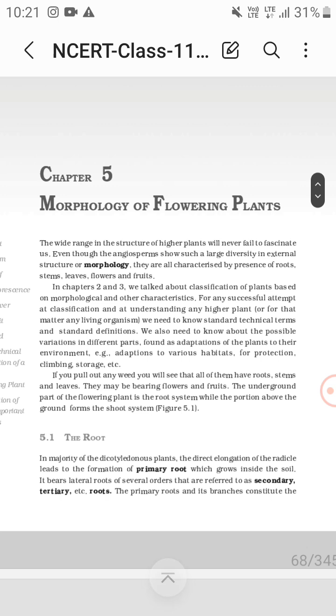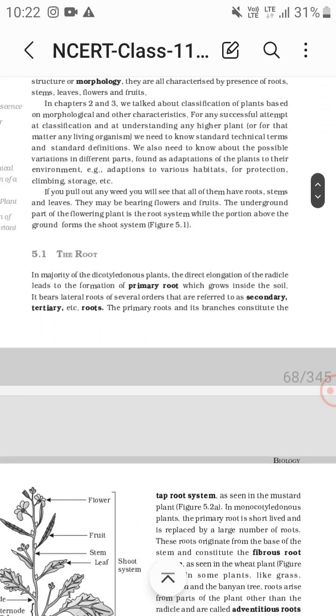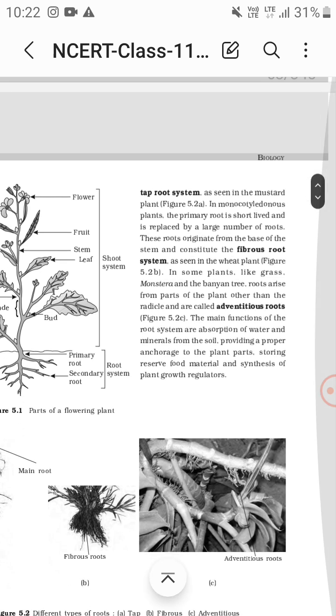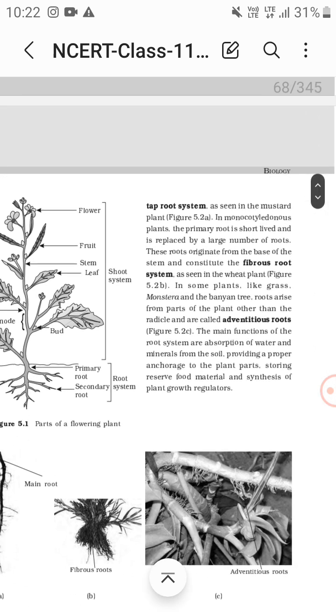Even though the angiosperms show a large diversity in external structure or morphology, they are all characterized by the presence of roots, stems, leaves, flowers and fruits. Now the root. So root, these are having primary root, secondary root and tertiary roots. So this is taproot system and fibrous root system. Then there is adventitious root system.